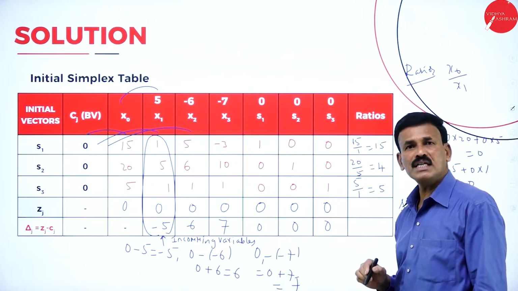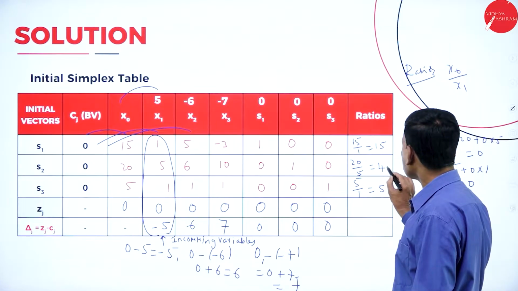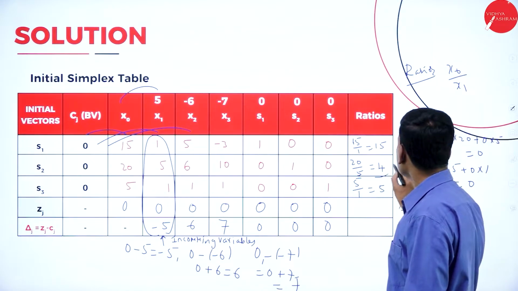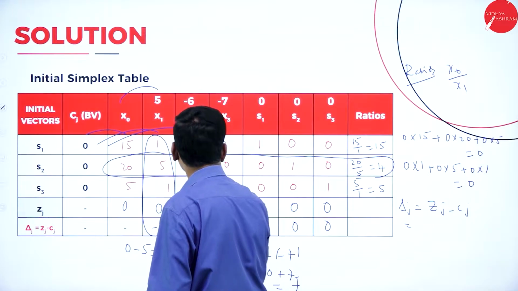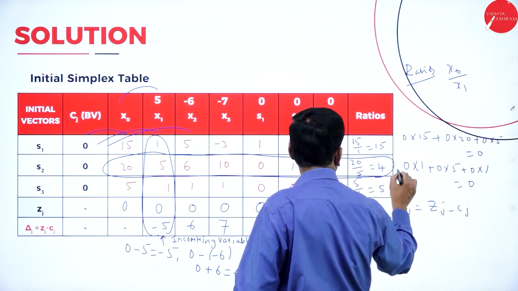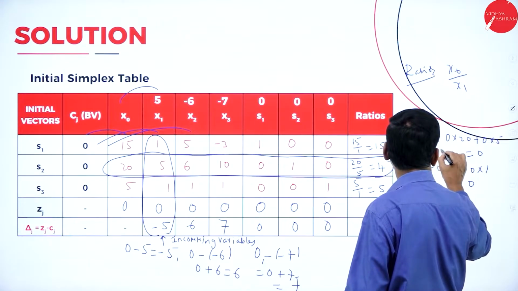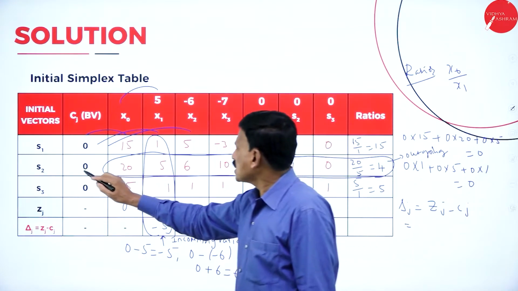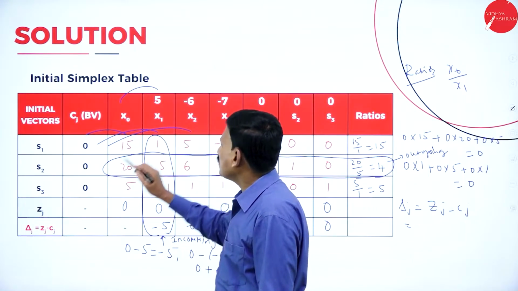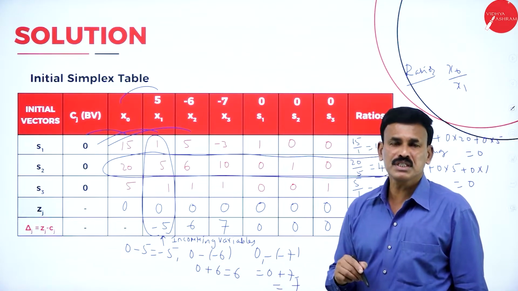Now identify the least positive. The least positive is 4. This is the least positive, so therefore this row is called the outgoing row. So here S2 is outgoing and x1 is the incoming variable. This is a very important step.